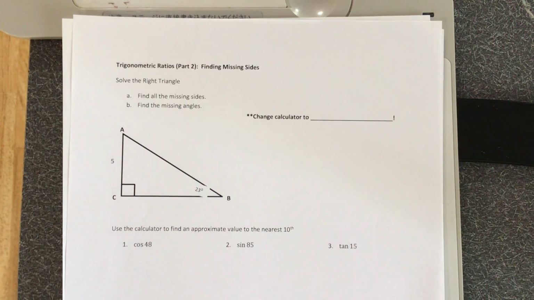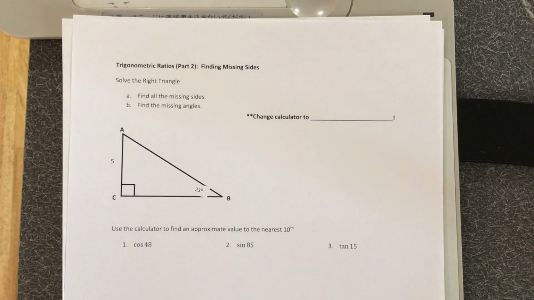Before we begin solving a right triangle, the first thing we need to do is become familiar with sine, cosine, and tangent and what those numbers represent. So we said it was a ratio of the sides. Sine is always opposite over hypotenuse. Cosine is adjacent over hypotenuse, and tangent is always opposite over adjacent.